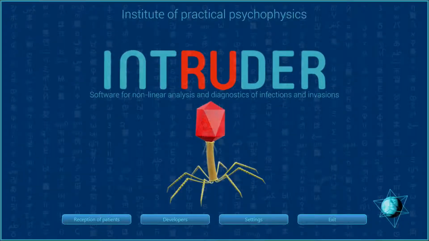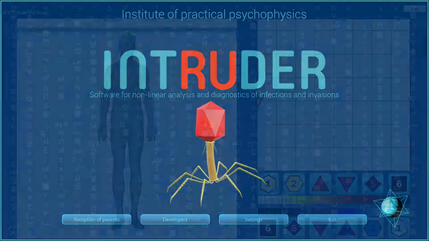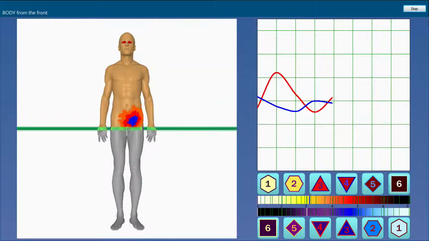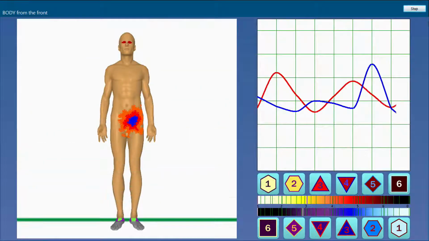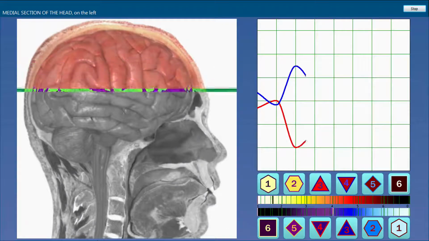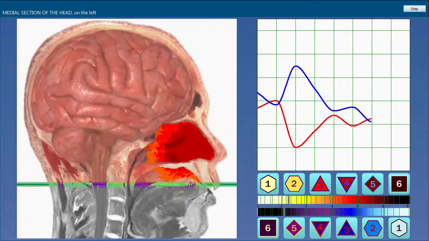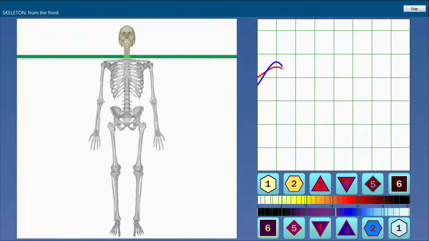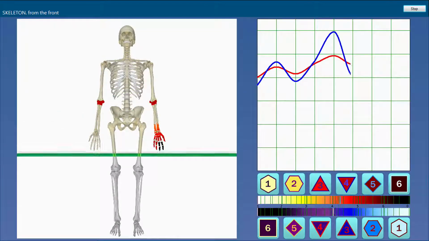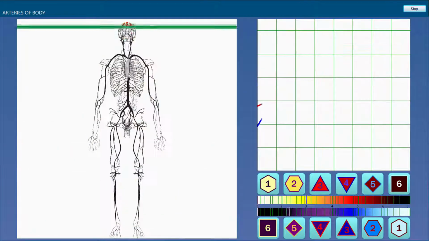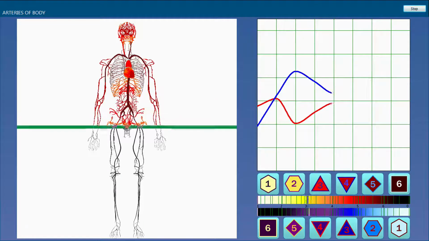We would like to present you Intruder software, the latest specialized development of the Institute of Practical Psychophysics in the area of nonlinear analysis of microorganisms' and helminths' activity and evaluation of their resistance to modern antimicrobial and antiparasitic preparations.